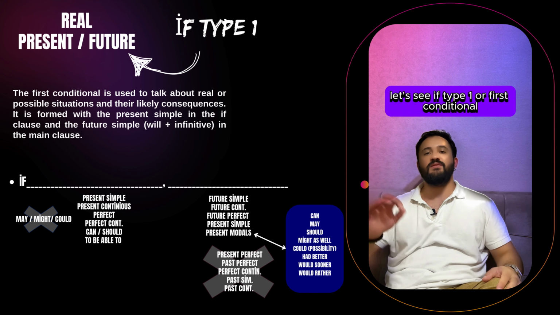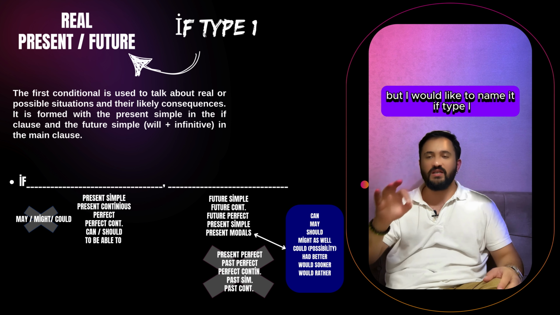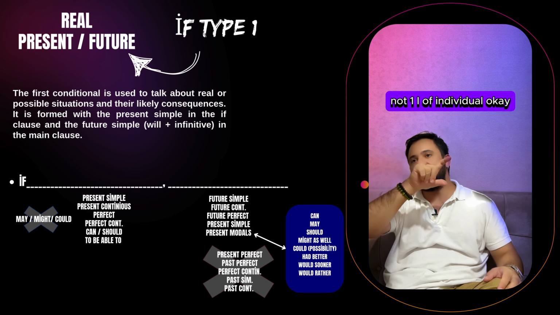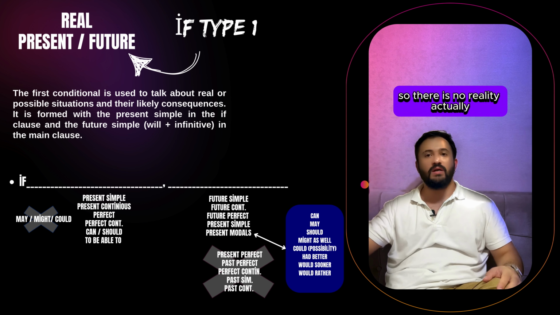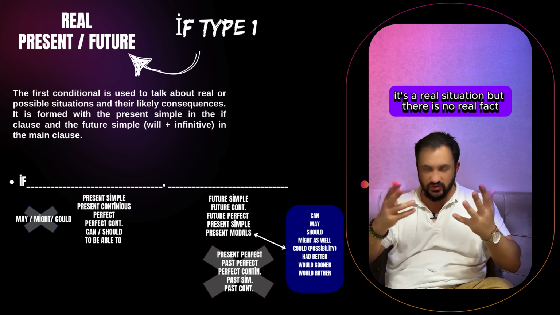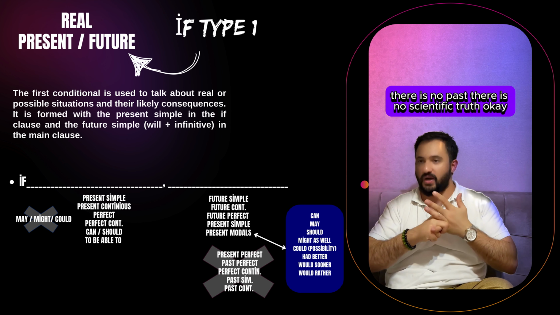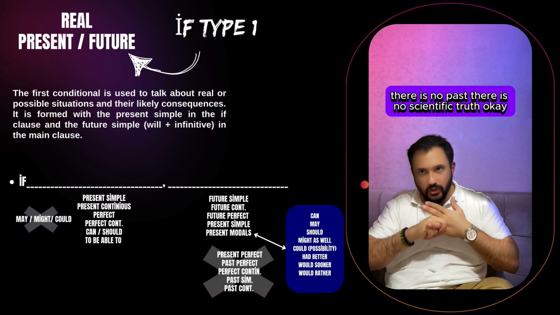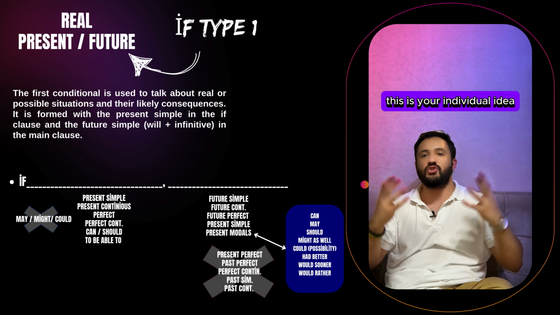Let's see if type 1, or the first conditional, but I would like to name it if type I, not one. I of individual. If type individual means if type personal opinion. So there is no reality. Actually, it's a real situation, but there is no real fact. There is no past. There is no scientific truth. This is your personal opinion, your personal life, your individual idea.